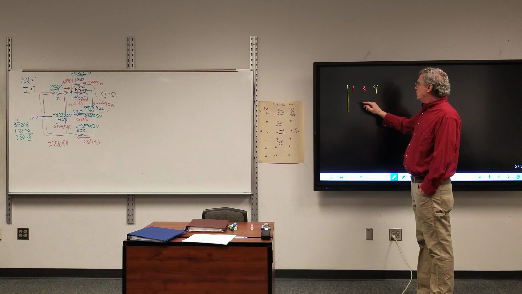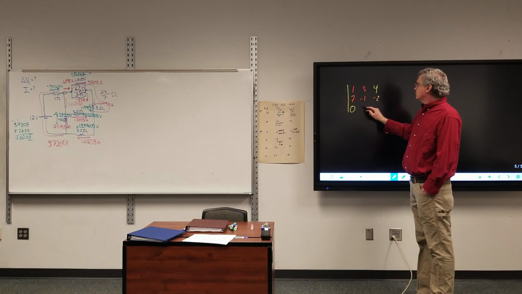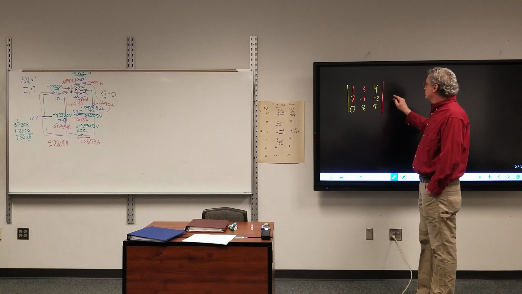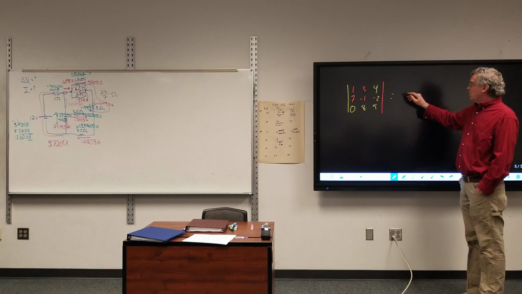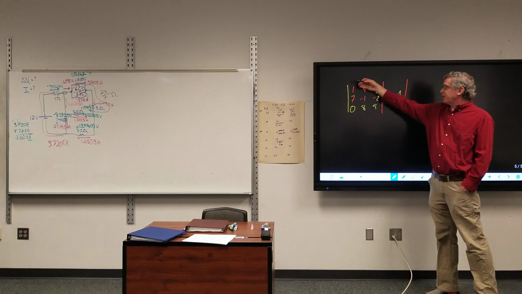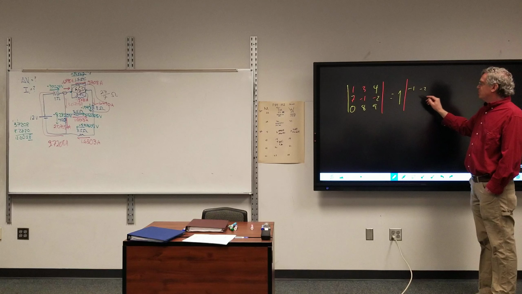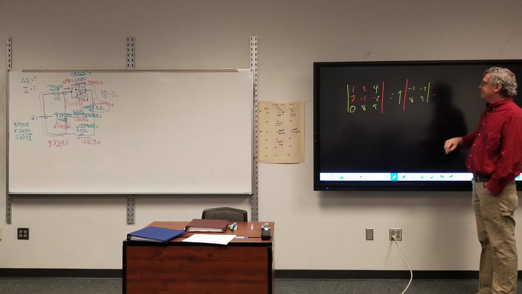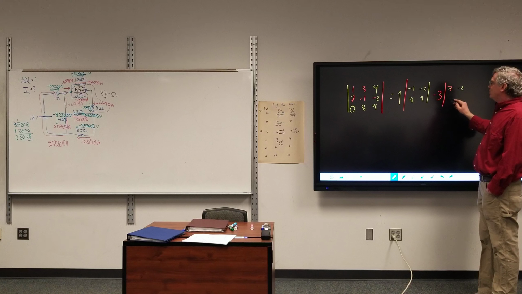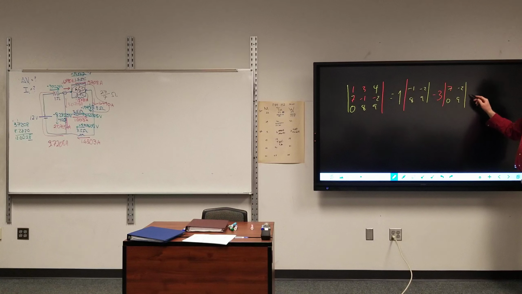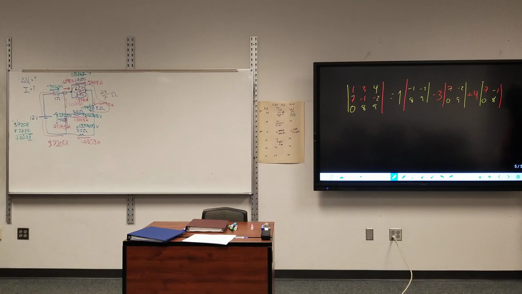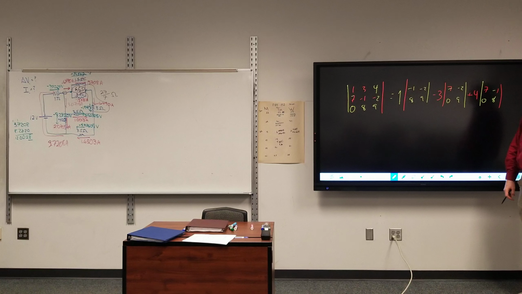1, 3, 4. I'm just going to set it up. Upper left-hand corner: block out that row and column. What I'm left with is negative 1, negative 2, 8, 9, minus the next number, 7, negative 2, 0, 9, plus 4 times 7, negative 1, 0, 8. Then you just do it again.